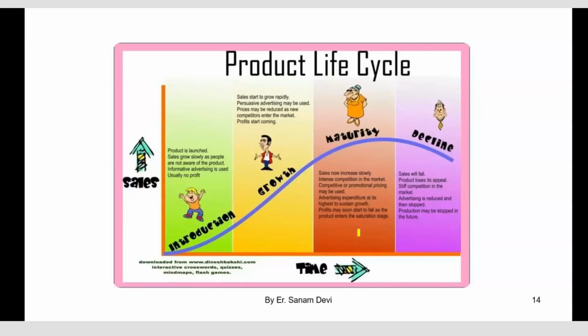Okay. Profit may soon start to fall as the product enters the saturation stage. Means here, if everyone is having that one, maybe sales decline after some time. Okay. Decline. Your sales will fall. Means your product sales will be less. Product loss is equivalent. Means if I'm using anything for so many times, I will lose interest in that one. That's the thing. Steep competition in the market, your very top competition will be there.